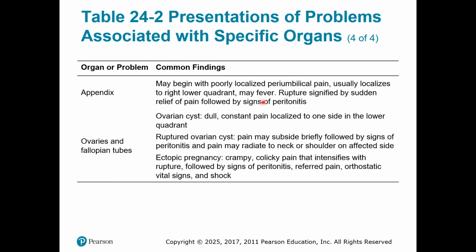These patients, if that appendix is ruptured, they have signs of something called peritonitis, when the peritoneum of the abdomen, the lining of the abdomen, becomes inflamed. A lot of times too, pain will start early morning hours and progress through the day and become more generalized to that right lower quadrant.